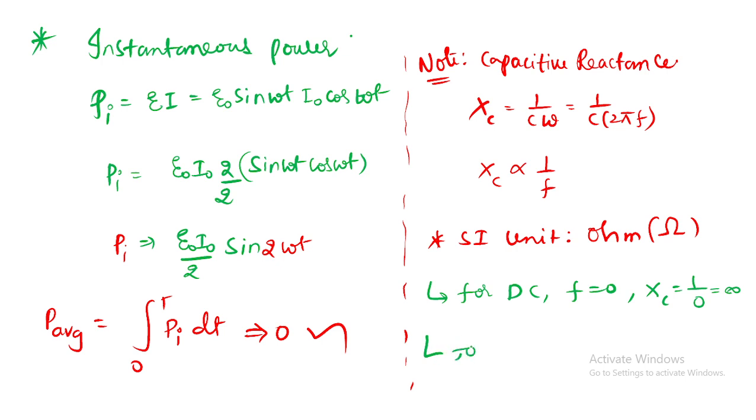But for AC, frequency will not be equal to 0. But XC is inversely proportional to frequency. Means, if frequency increases, this capacitive reactance will decrease. It will allow. It is a good conductor.